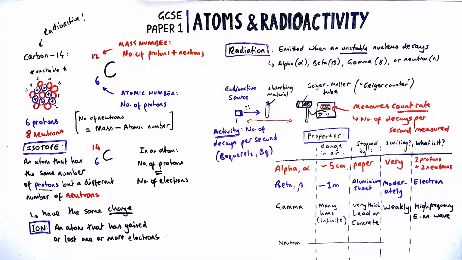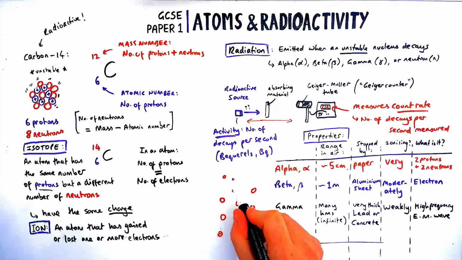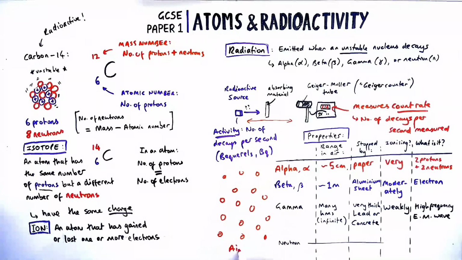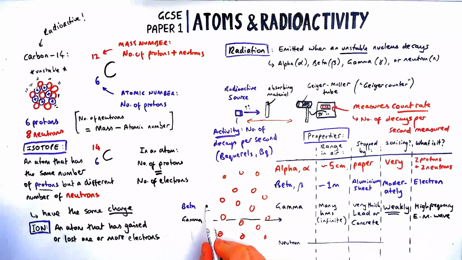Now, if we consider all the different air molecules, we can help explain these properties using the idea of ionisation. So let's start off with gamma radiation. Gamma is not very ionising. What that means is when it encounters a molecule in the air, it is unlikely to ionise it. So it's unlikely to go through all the air molecules to the other side, so it has a high range.